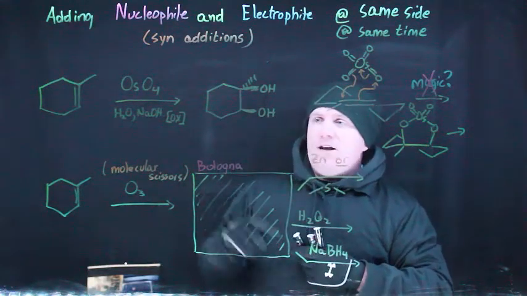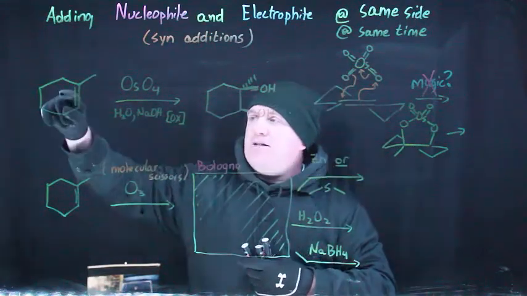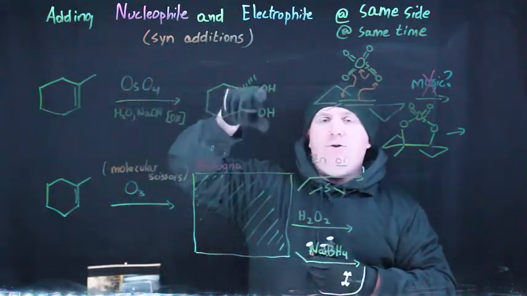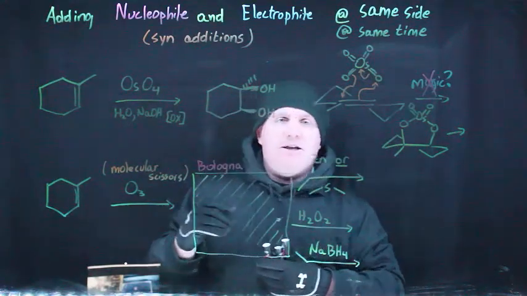But in practice, what I need you to know here is not mechanistic stuff, just this predict-the-product sort of information. Take a double bond, add osmium, what you end up doing is a dihydroxylation, two alcohols from the same side of the double bond simultaneously.